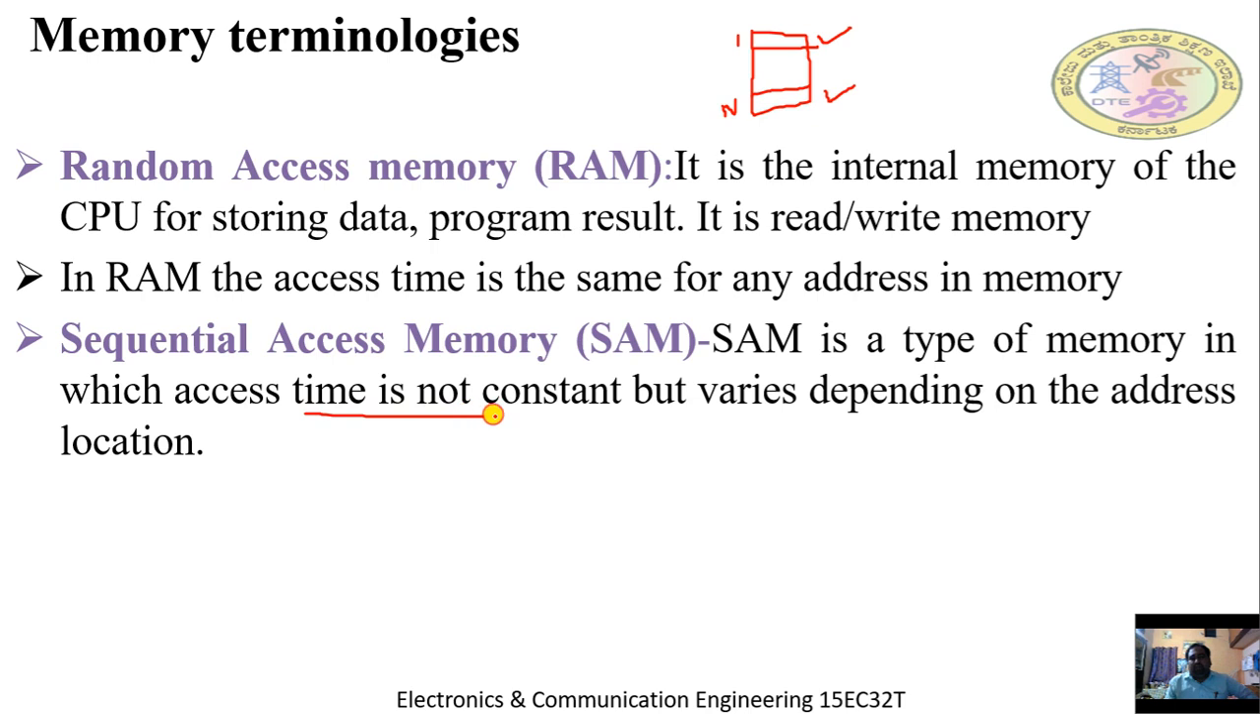You should point out the difference here between random and sequential access. In random access, the access time was the same irrespective of the location of the address. But here the access time is different. Access time is not constant. It varies, depending upon the address location. If the address location is available at the initial time itself, then it will be accessed at a faster rate.